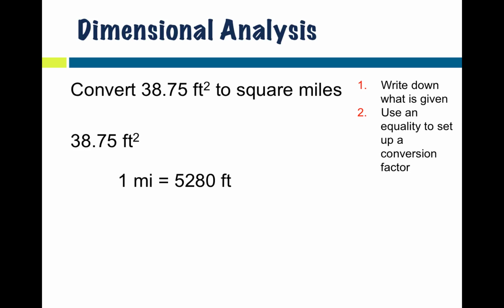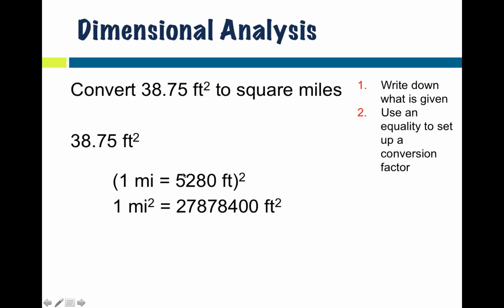Again, you can Google this to find out the equality. 1 mile equals 5,280 feet. Well, you know, we don't need this straight relationship. What we need is a squared relationship. So all we're going to do is square the entire equality. And in doing so, we get 1 squared equals 1 mile squared, 5,280 squared equals 27,878,400, and then feet squared, of course, is feet squared.